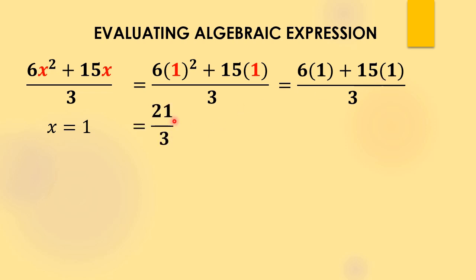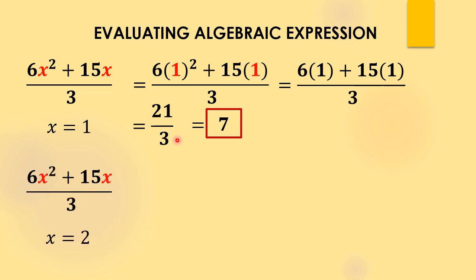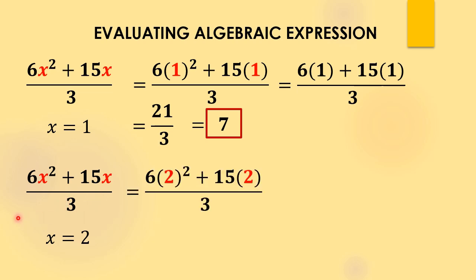And then divide 21 over 3. 21 divided by 3 will give us 7. So the value of our rational expression if x is equal to 1 is 7. Now, what if x is equal to 2? Using the same expression, 6x squared plus 15x over 3, let us replace x by 2 this time. Replacing x by 2, the square of 2 is 4.